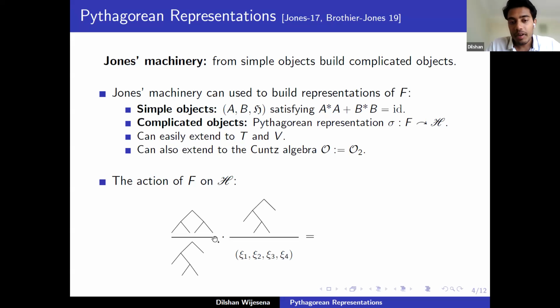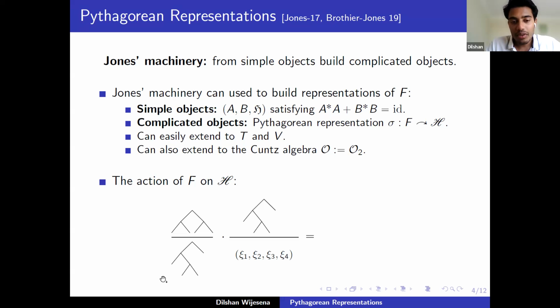I have an element of my big Hilbert space here. I haven't actually said what this Hilbert space is, but you can just think of it as the space of all binary trees where the leaves have been decorated with elements in our little Hilbert space H, our starting Hilbert space. And you may have noticed that I've drawn these like fractions, so that's not a coincidence. It's actually very similar to the actions that you saw with Ryan, with the forest groups.